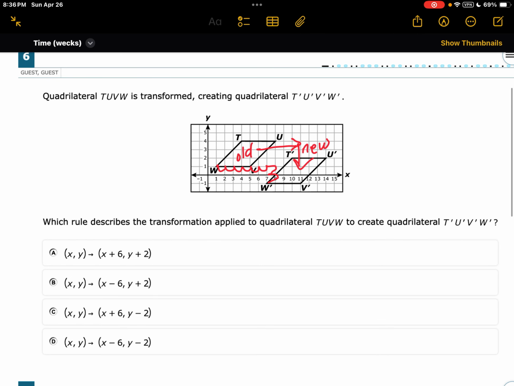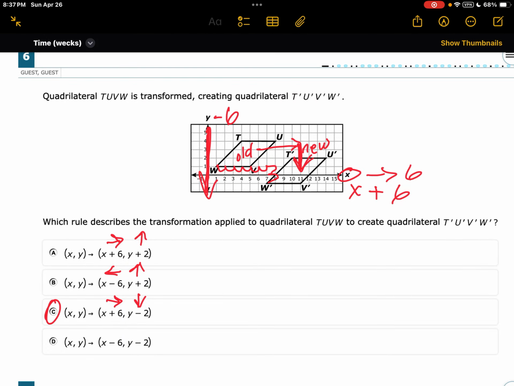And we're moving left and right. You could have seen that we were traveling along the x, right 6 times, or x plus 6. And then when we went down, we're going up and down the y-axis. So down 2 would look like that. So this one says right 6, up 2, left 6, up 2, right 6, down 2. There it is.